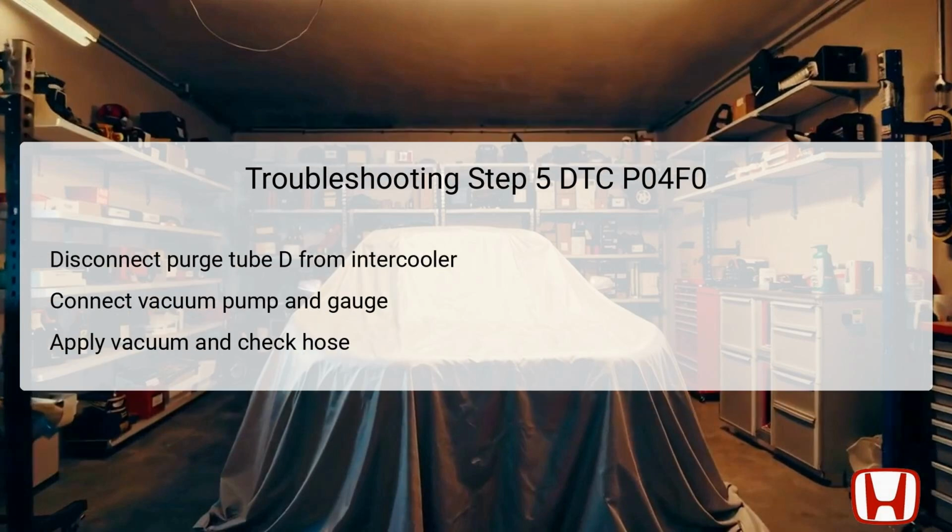The fifth troubleshooting step involves focusing on Purge Tube D again, particularly its connection to the intercooler outlet pipe. Begin by disconnecting Purge Tube D from the intercooler outlet pipe to facilitate the inspection. At this point, connect the vacuum pump and gauge to the tube to prepare for a vacuum test. Like previous steps, apply vacuum to this hose and observe if it can maintain that vacuum. If the tube holds the vacuum correctly, the issue is likely not at this section of the system.